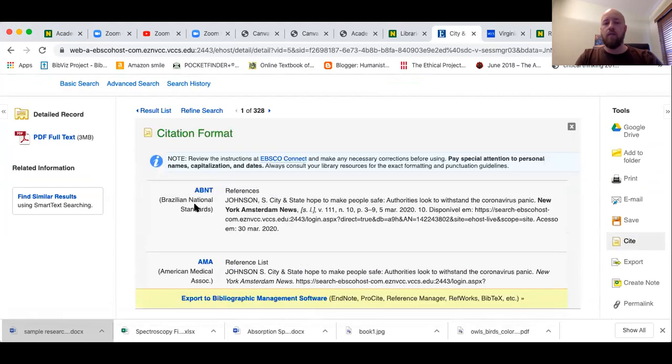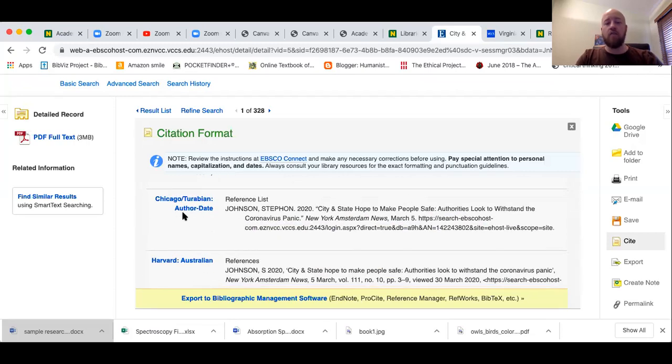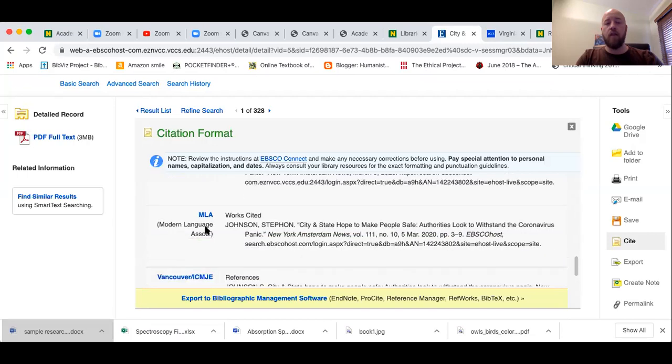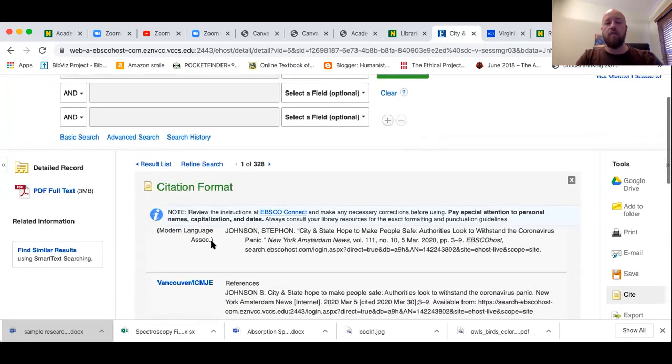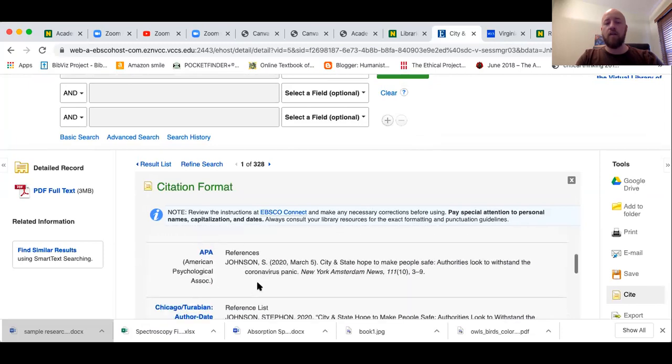there's the Brazilian National Standard Citation, the AMA, APA, Chicago, Harvard, another Chicago, MLA, Vancouver. So there's a whole bunch of different citations in here, and yours is right here. The only difference is that when you copy and paste this, you get some formatting issues. When you copy and paste this into Word, this is what you're going to see.